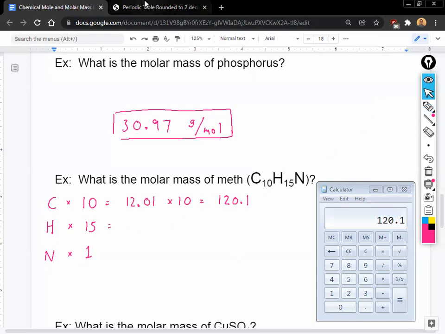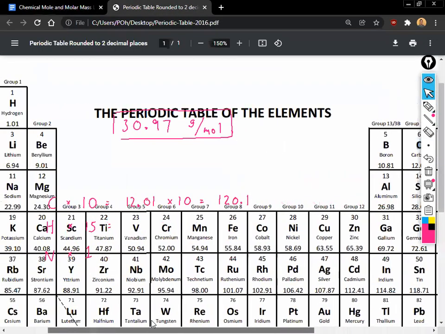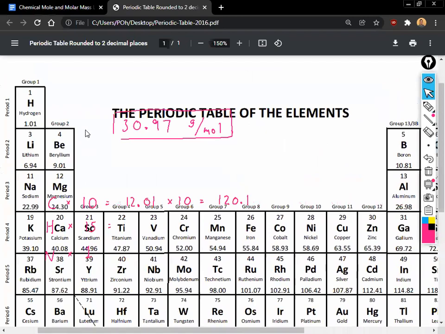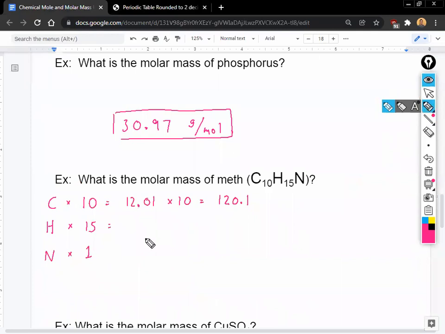If we look for hydrogen on the periodic table, we'll go all the way to the left. What's the molar mass of hydrogen? Yeah, 1.01. So we're just going to write hydrogen is 1.01 times 15, and that's going to give us a value of 15.15. So all of the carbons inside of meth have a mass of 120.1. All of the hydrogens have a mass of 15.15.